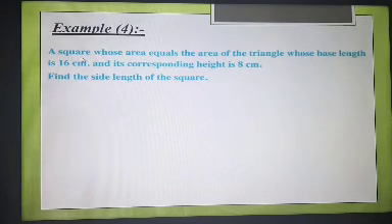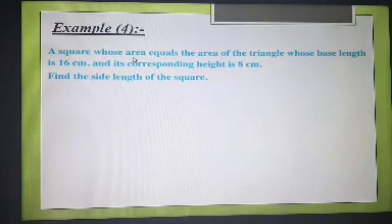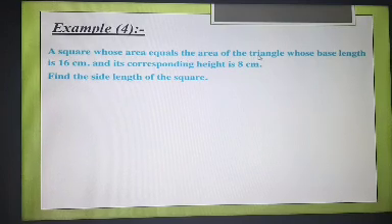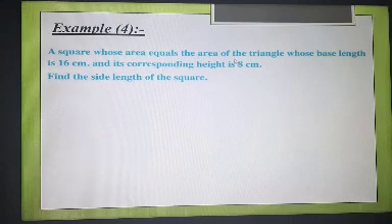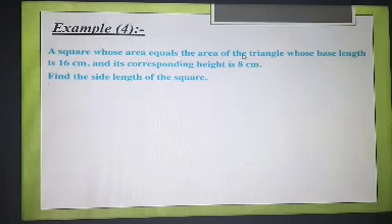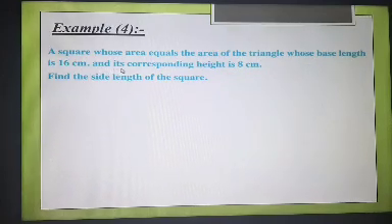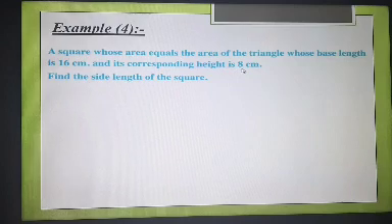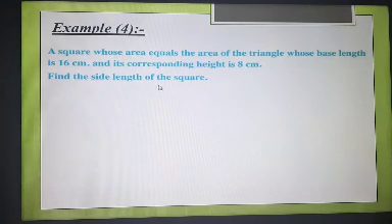بيقول ايه؟ square whose area equal to the area of the triangle. يعني عندي شيب على شكل سكوير وشيب تاني على شكل ترينجل. التو فيجرز دول مع بعض equal in area. الترينجل ده whose base length is 16 centimeter and its corresponding height is 8 centimeter. Find the side length of the square.